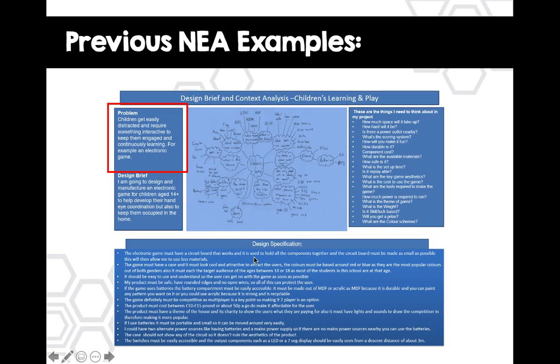So that is their initial starting problem, which will then go on to help with conducting the research. The next example, the context was children's learning and play, and the problem was children get easily distracted and require something interactive to keep them engaged and continuously learning. For example, an electronic game. So again, in basic terms, children obviously need engaging quite a lot, especially on long journeys. So he wanted to design a game that could be portable and taken with them, which would then help to solve this problem.